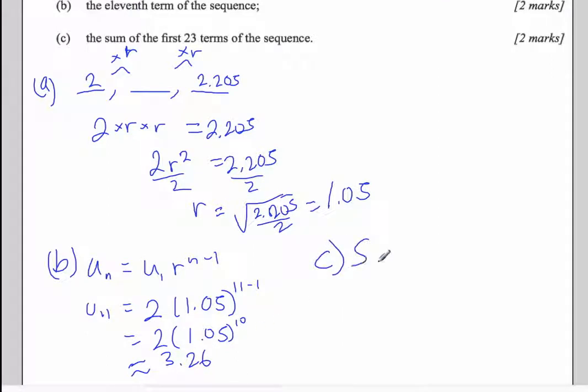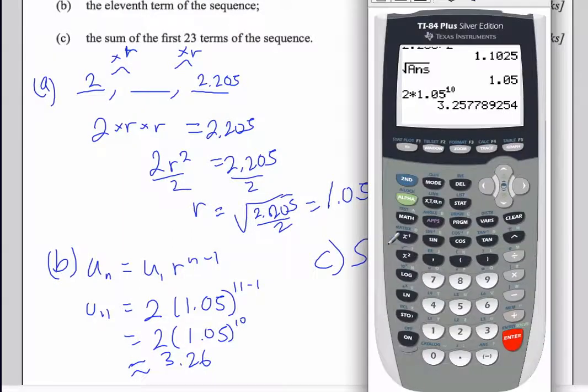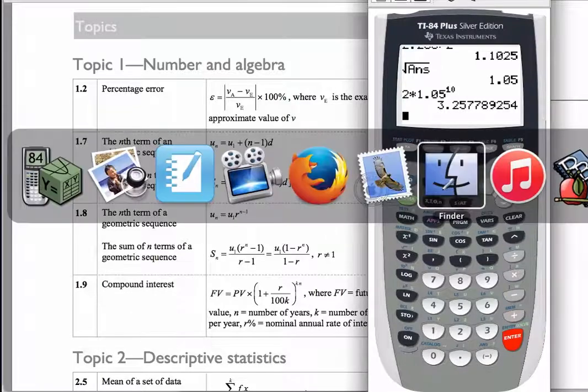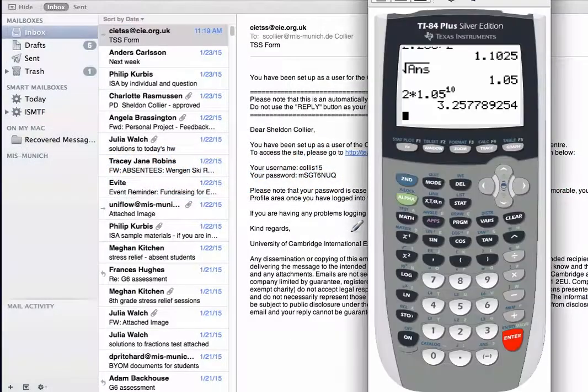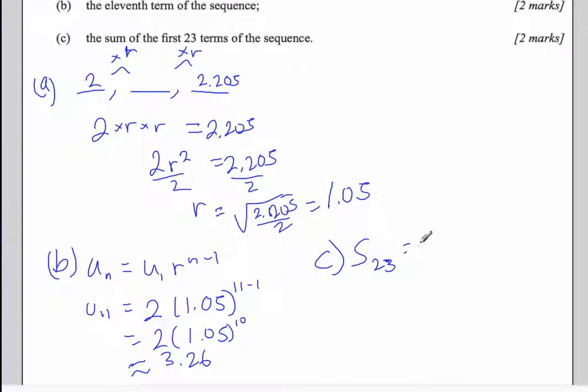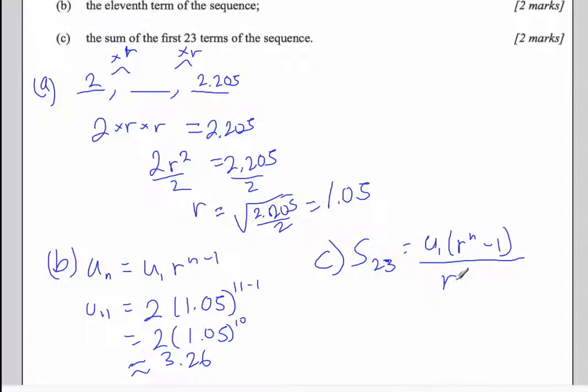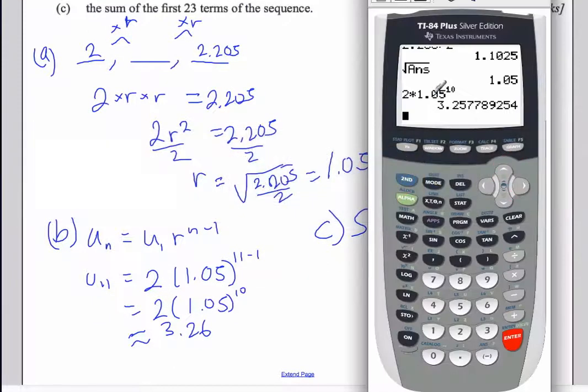Okay, part C, the sum of the first 23 terms. Just use the formula from the formula booklet. Okay, there's two formulas that you can use. I always use just the first one. And let's use that one to find this amount. So we have u1 times r to the power of n minus 1, over r minus 1. Okay, so the first term again is 2, and r is 1.05 to the power of 23 minus 1, out of 1.05 minus 1. Okay, so let's do that on the calculator.